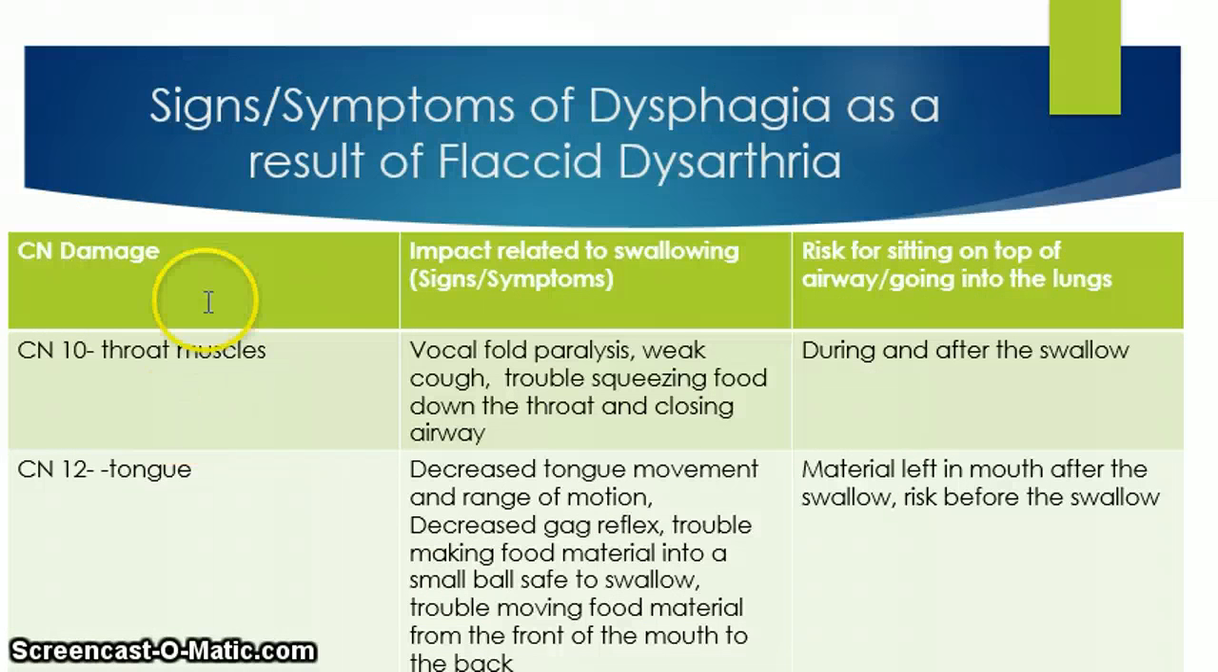Same goes for the throat muscles, with symptoms of the vocal folds being paralyzed, having a weak cough, and so forth, and it affects the person's swallowing during and after. And with the tongue, there is decreased tongue movement, limiting how far it can move, and this can put the person at risk for having material left in the mouth after swallowing.